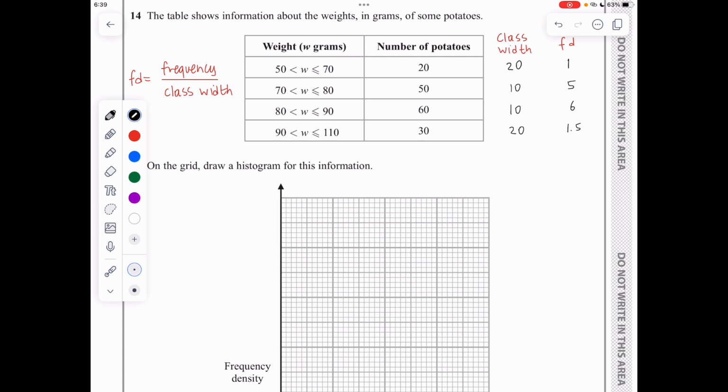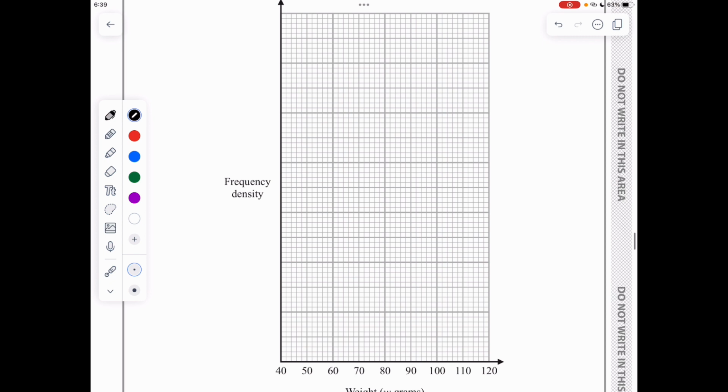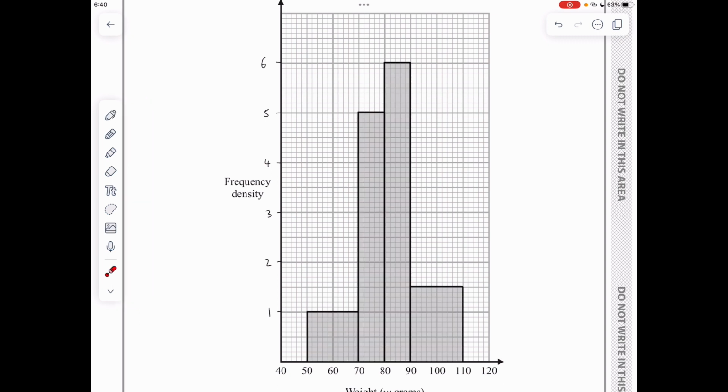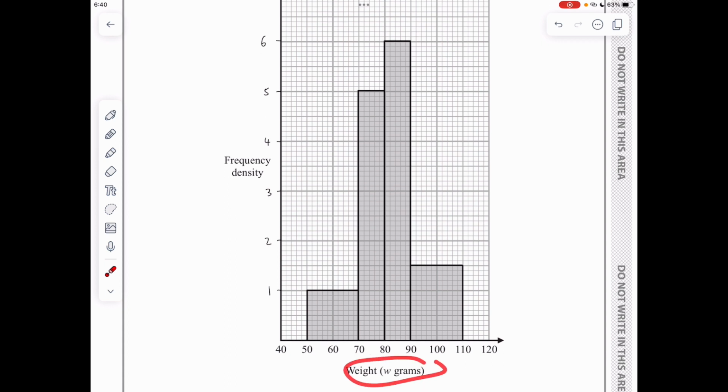So we need to draw up the histogram now. I will start by scaling my vertical axis. So this is 1, this is 2, this is 3, this is 4, this is 5, and this is 6. And I only need to draw my bars. So this is my histogram here. The first class goes from 50 to 70, having a frequency density of 1, and so on for the rest. So the horizontal axis is the weight in grams, and the vertical axis is the frequency density, which we calculated by doing frequency over class width.